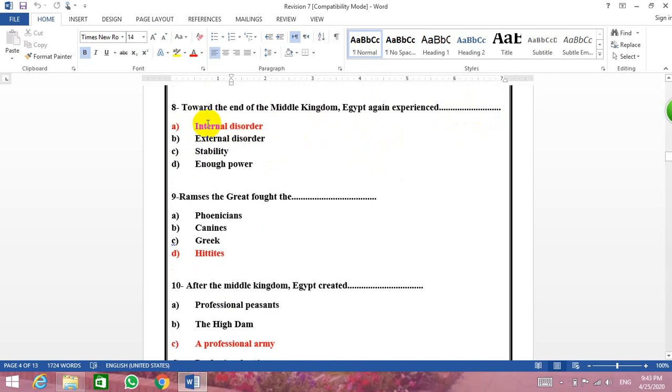Okay, then number 8. Toward the end of the Middle Kingdom, Egypt again experienced what? Option A, internal disorder. Option A is the correct answer. Point number 9. Ramses the Great fought the Hittites. Option D. Ramses the Great fought the Hittites.